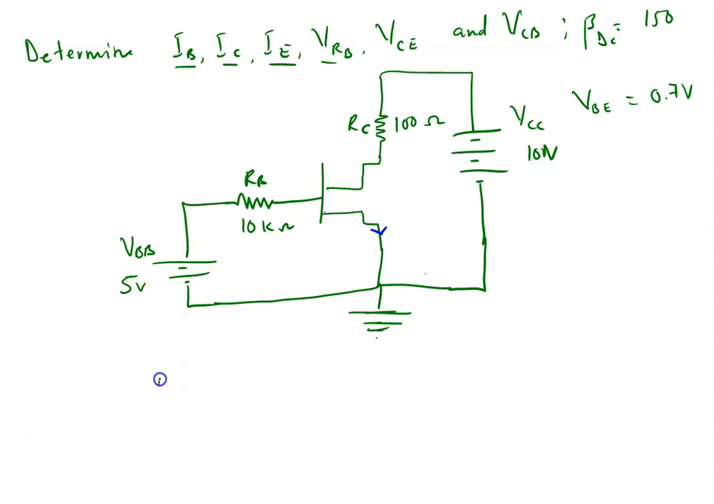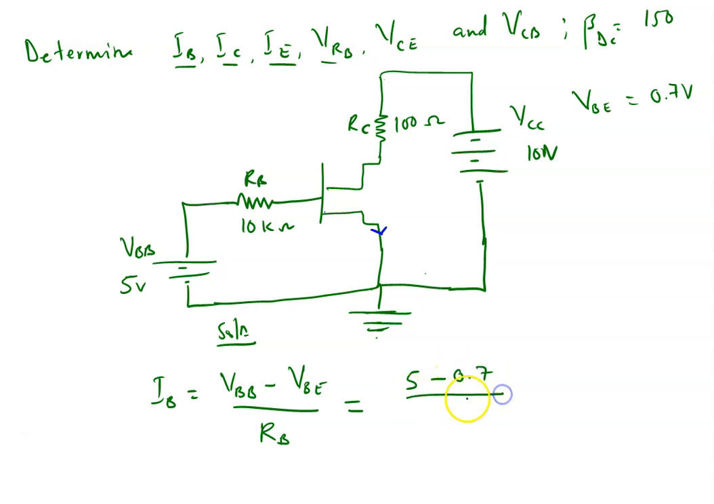If you look at the loop, the formula is IB is equal to VBB minus VBE, all divided by RB. So it's easy to find IB. So VBB is 5 minus VBE, which is 0.7, all divided by the resistance, which is 10 times 10 exponent 3. And this one is going to give us 4.3 times 10 exponent minus 4. Are you okay?